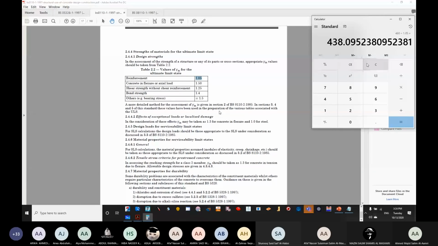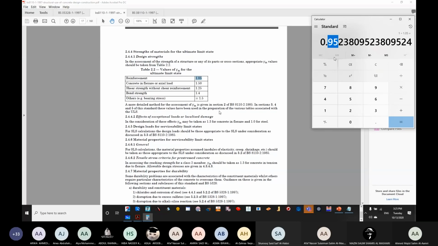Now, where are we using 1.05 and 1.15? If you go and see 1 divided by 1.05, this will give you 0.95. And this is where we are using it in the equation of As. If you remember, the As equation is equal to M divided by 0.95 Fy multiplied by Z. This is from where you have got the 0.95. 0.95 is coming from 1 divided by 1.05.